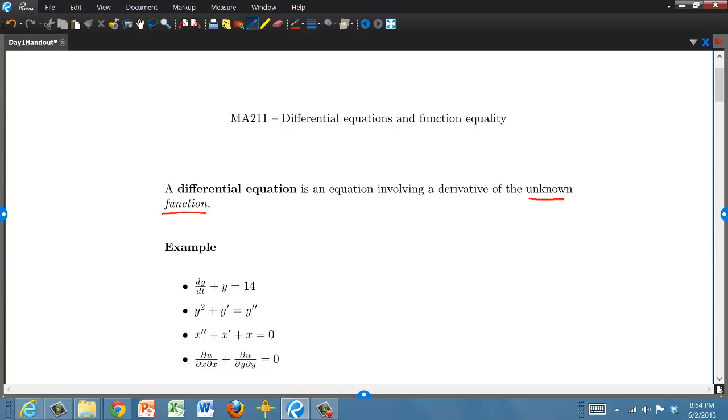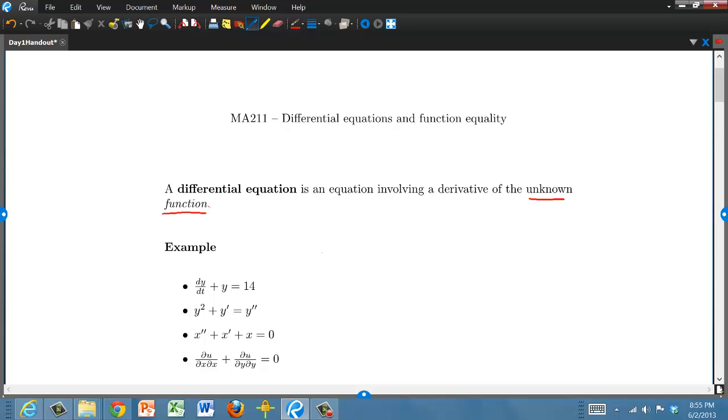It's not a number. When you're in a differential equations class, your solution is not going to be the number 3. Your solution will be a function. A function is something like t squared plus 8, right? So we're looking for a function. We are not looking for a number.